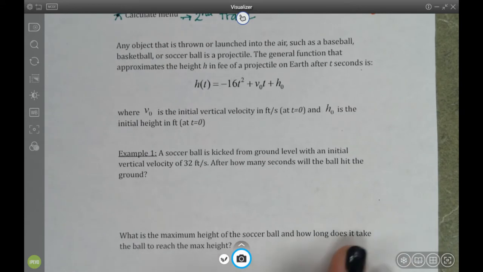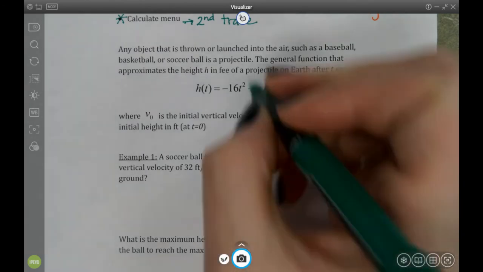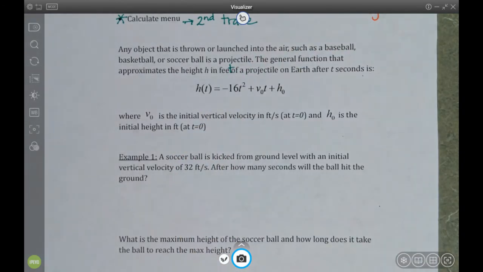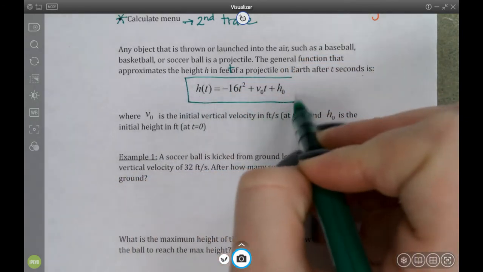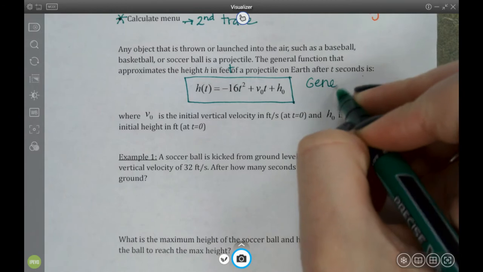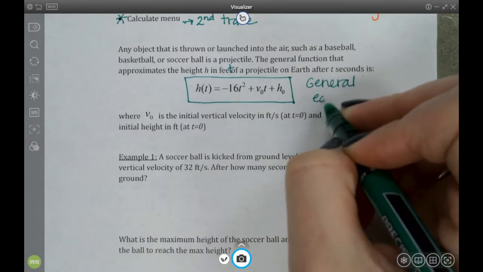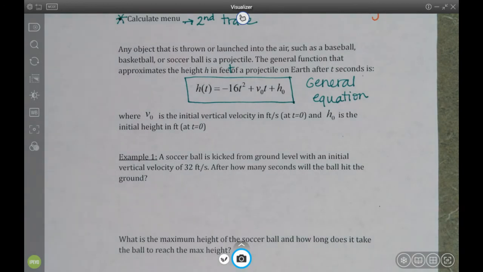So our first thing we have here: any object that is thrown or launched into the air, such as a baseball, a basketball, a soccer ball, is a projectile. The general function that approximates the height in feet of a projectile on Earth after t seconds is this equation. This is just your general equation for our quadratic application problems we're going to be doing.